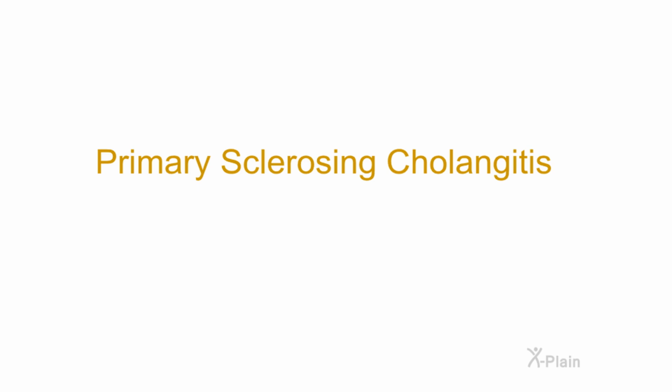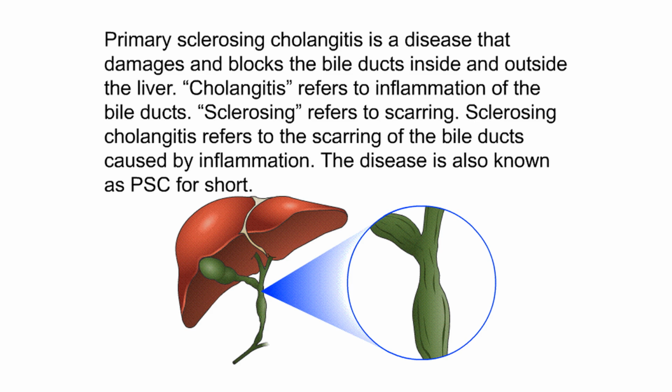Primary sclerosing cholangitis. Primary sclerosing cholangitis is a disease that damages and blocks bile ducts inside and outside the liver. Cholangitis refers to inflammation of the bile ducts. Sclerosing refers to scarring. Sclerosing cholangitis refers to the scarring of the bile ducts caused by inflammation. The disease is also known as PSC for short.